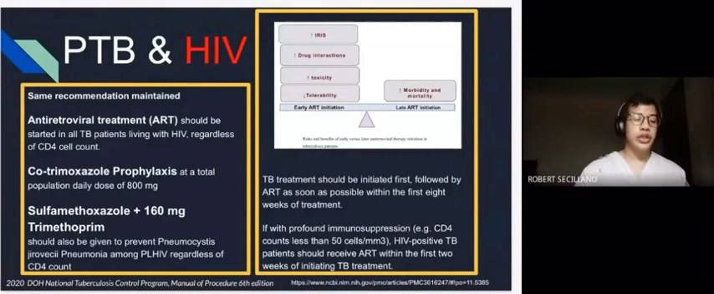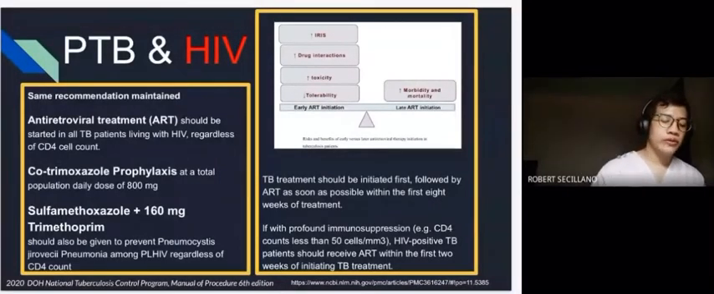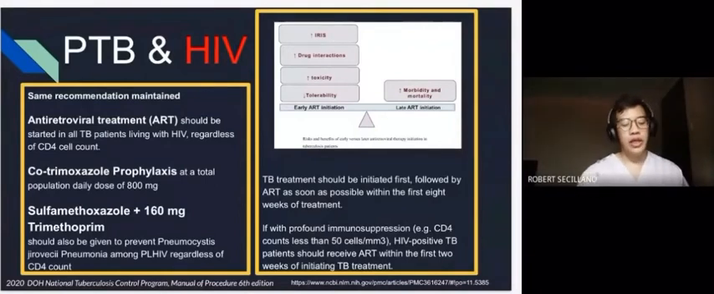So the National TB Program recommends that TB treatment should be initiated first, followed by ART as soon as possible within the first 8 weeks of treatment. That's the optimal time that we can give ART after the initiation of TB treatment, the first 8 weeks of anti-TB treatment. And also, with profound immunosuppression, for example if the CD4 count is less than 50 cells, HIV-positive PTB patients should receive ART within the first 2 weeks of initiating TB treatment.